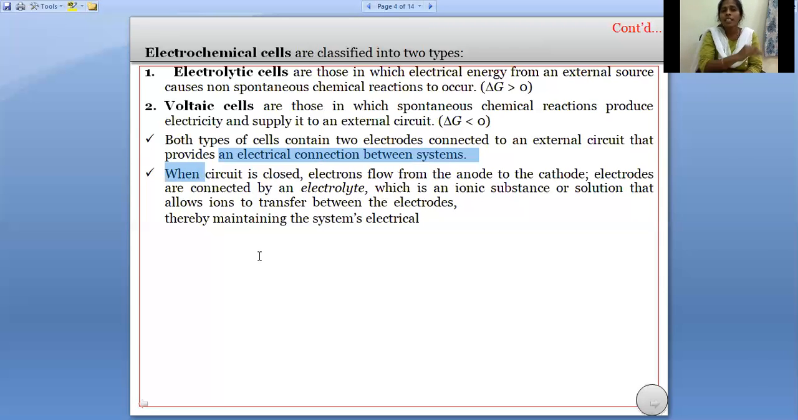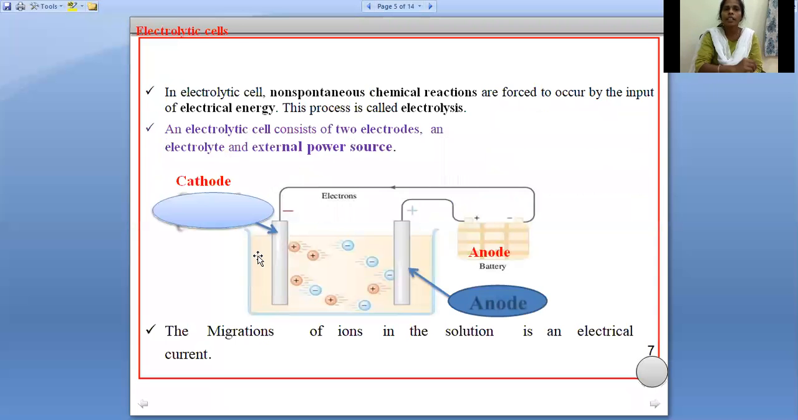So that is the electrolytic cell and the voltaic cell. Now let us see the construction of the electrolytic cell and the voltaic cell, how to construct them and what their working conditions are. First, let us see the electrolytic cell.